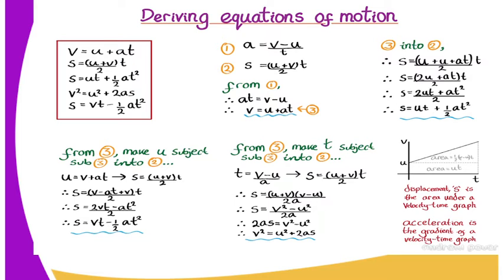Next, for retardation, a is negative and thus changes the positive sign in any of the equations. Let's say the acceleration is negative. That means there is retardation, and retardation is given in a positive way, but acceleration is given in negative. Let's say we have a retardation of 2. That means the acceleration is negative 2 meters per second squared.